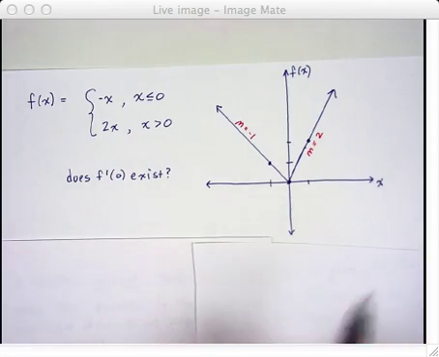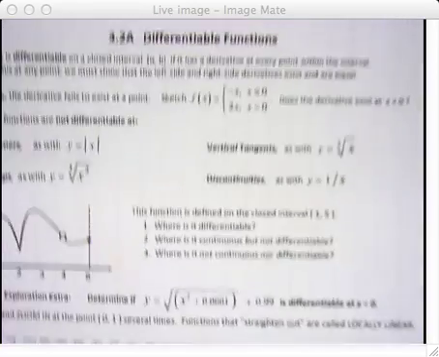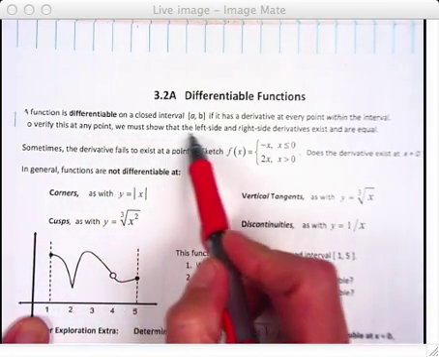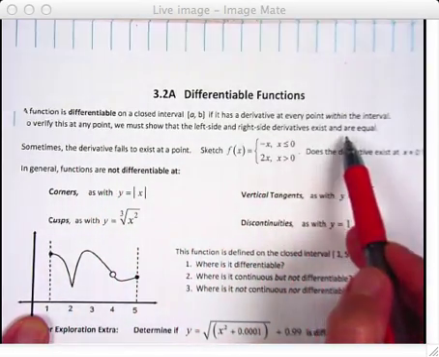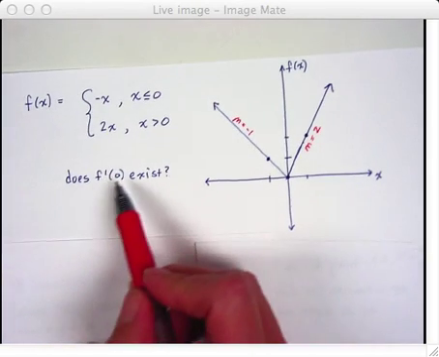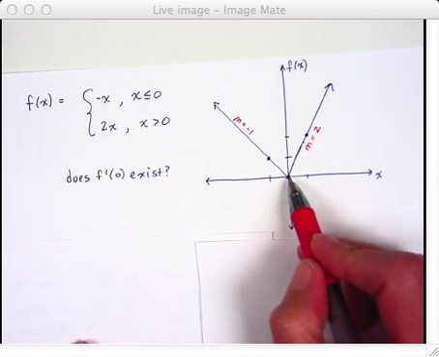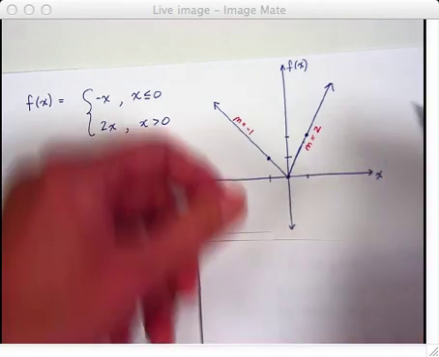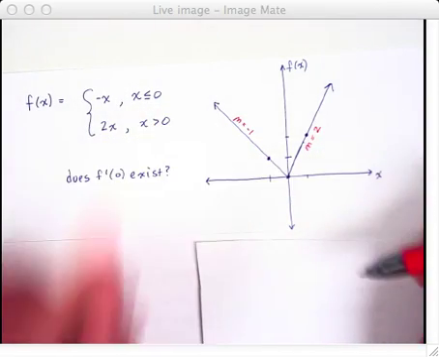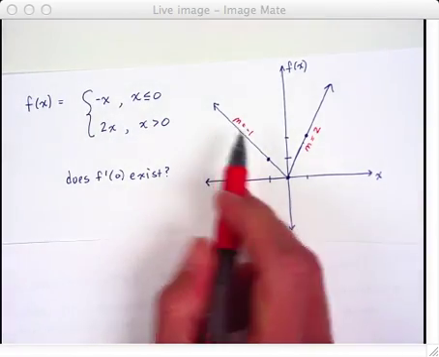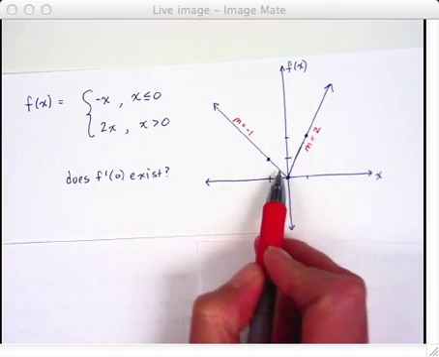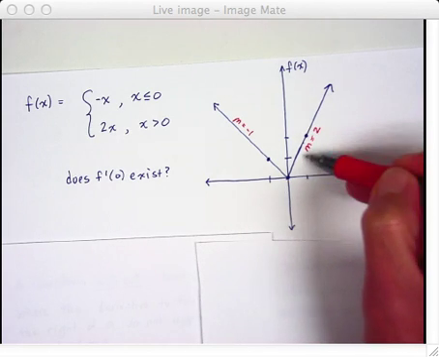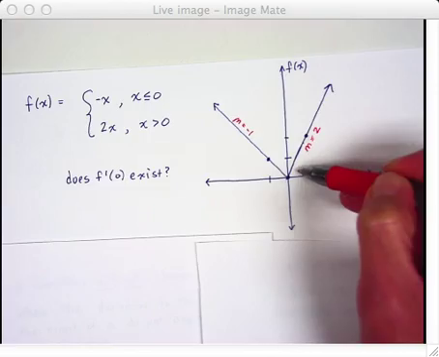Okay, now what I just read to you, it said that to verify at any point, we must show that the left and right side derivatives exist and are equal. So that means at 0, in order for there to be a derivative that exists there, the derivative on the left has to equal the derivative on the right as I'm getting closer and closer to x equal to 0. Now if you notice, this one is linear, so this slope here is going to be negative 1 no matter how close I get to x equals 0. And the slope on the right-hand side is always equal to 2.